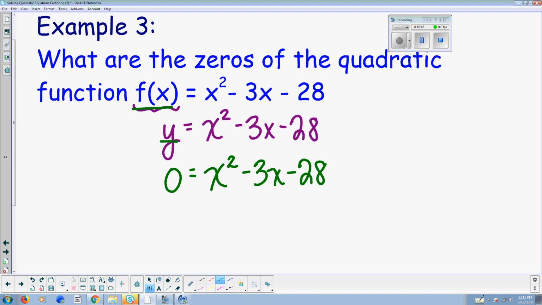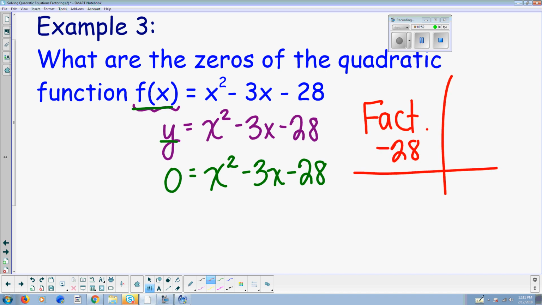Okay, so now that we have our equation set equal to 0, we're ready to factor. So, factors of negative 28 that add to be negative 3. Take a moment, list the factors on your own, and see if you can come up with the factors that multiply to be negative 28 but add to be negative 3.